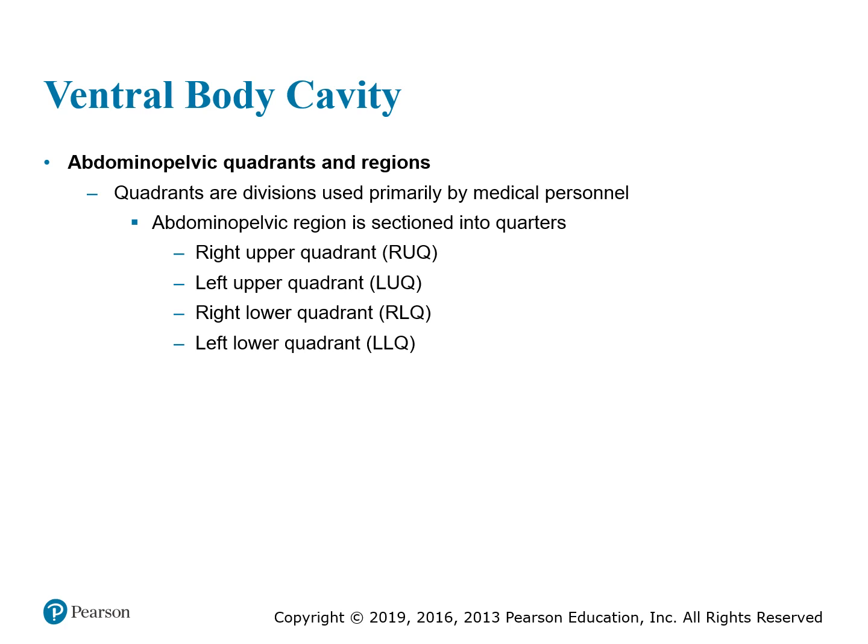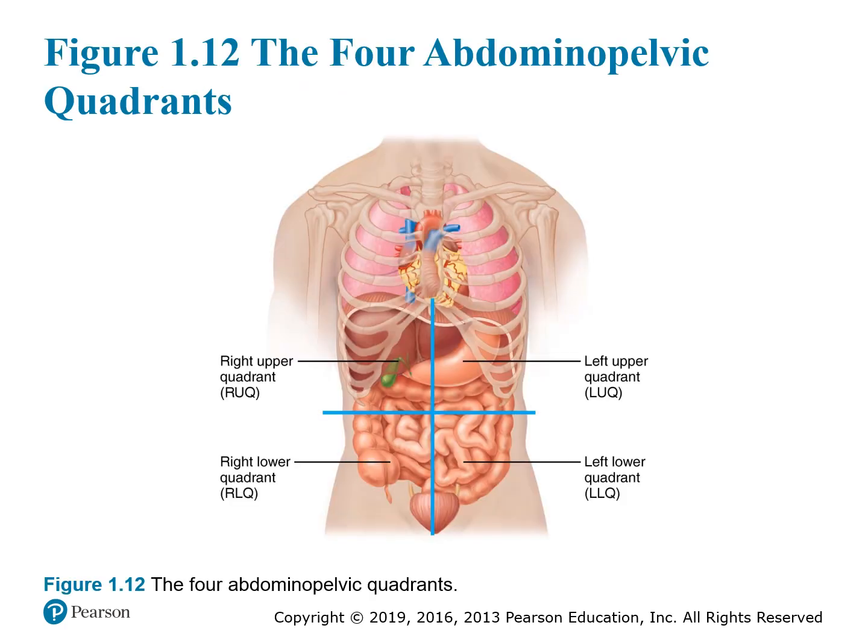So we have ways of describing these quadrants and regions just in order to communicate where something is located. This is used by medical personnel. For the abdominal pelvic region, you have quarters: a right upper, left upper, right lower, and left lower. So we'll look at an example of that. And you can see that deep to these quadrants, there are certain organs located there. So if a patient is reporting symptoms in one of these quadrants, you can easily narrow it down as to which organ is actually responsible.